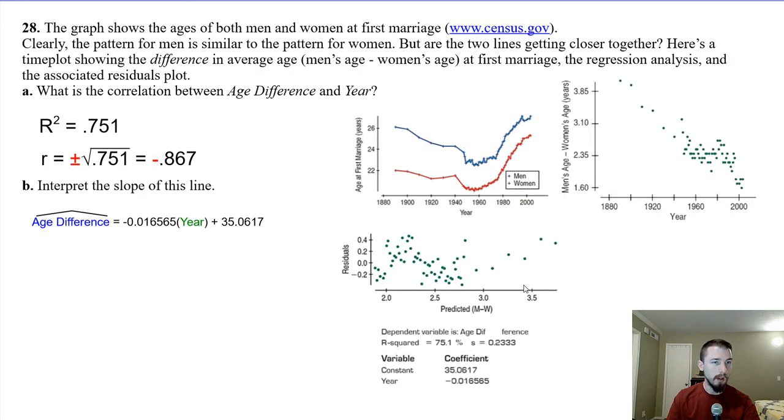All right, 28. The graph below shows the ages of men and women at first marriage. This came from the census, which is kind of cool. Clearly, the pattern for men is similar to the pattern for women, but the two lines, are they getting closer? So it looks like people used to actually get married older, and then in the 1950s or whatever, they started getting married younger when they came back from war, I guess. I don't know, the boomers.